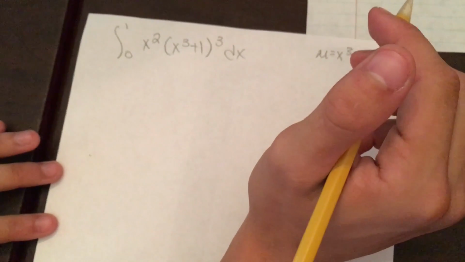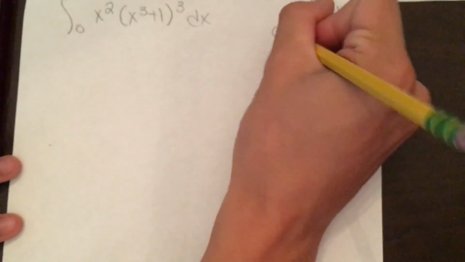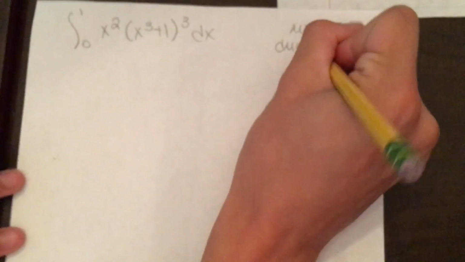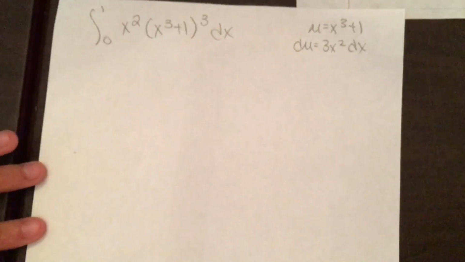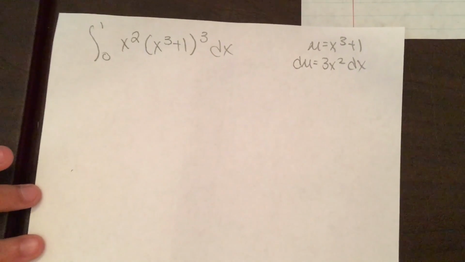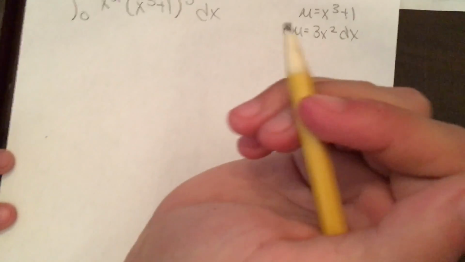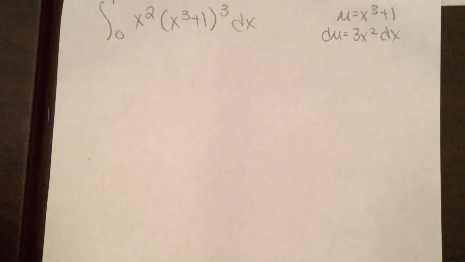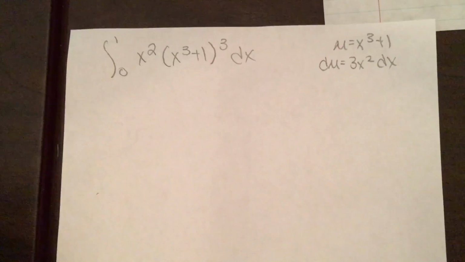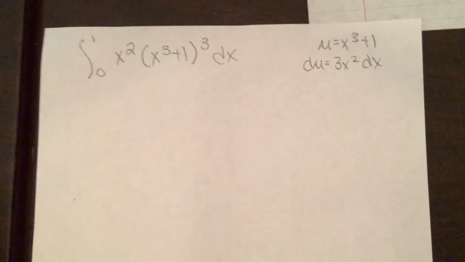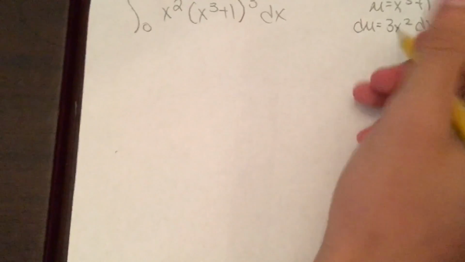So remember, what do you do when you find u? You've got to find the derivative of u, right? We call that du. 3x squared dx. Good job. So you took the derivative, and the 1 becomes 0 because it's a constant. Alright, so now we want to plug in the u and du for the x squared and the dx. So let's see if you can plug that in.